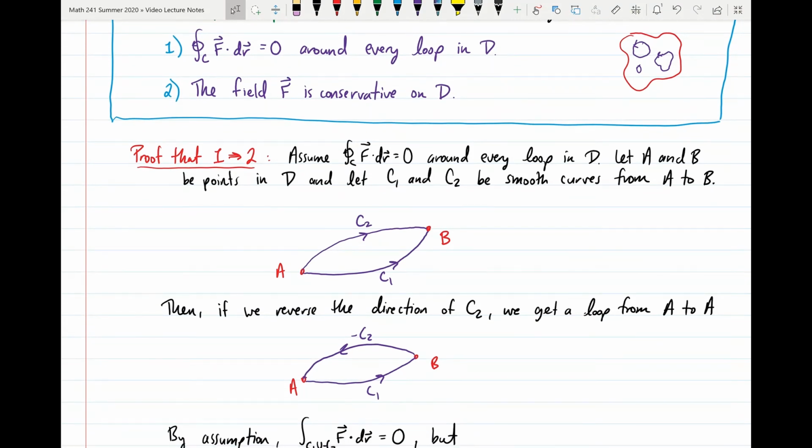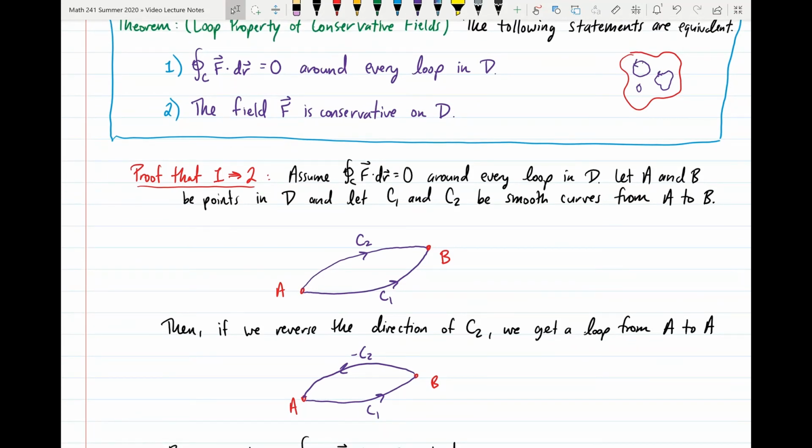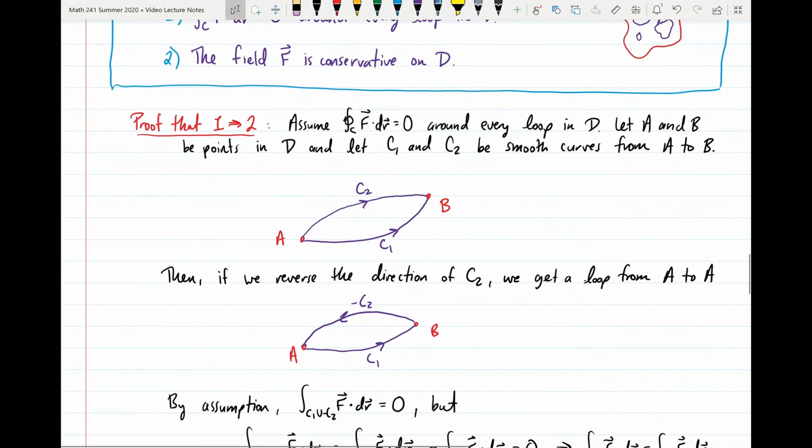And now let A and B be arbitrary points in the region D, and let C1 and C2 be smooth curves that connect A and B. I've drawn these two points inside of the region D, and we have two curves that are connecting A to B.